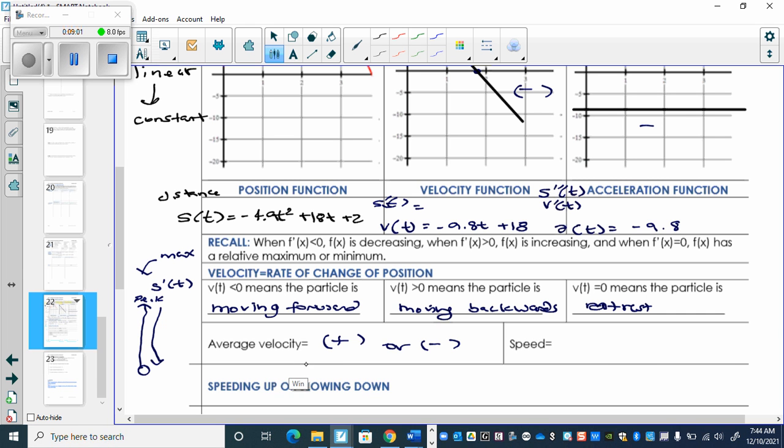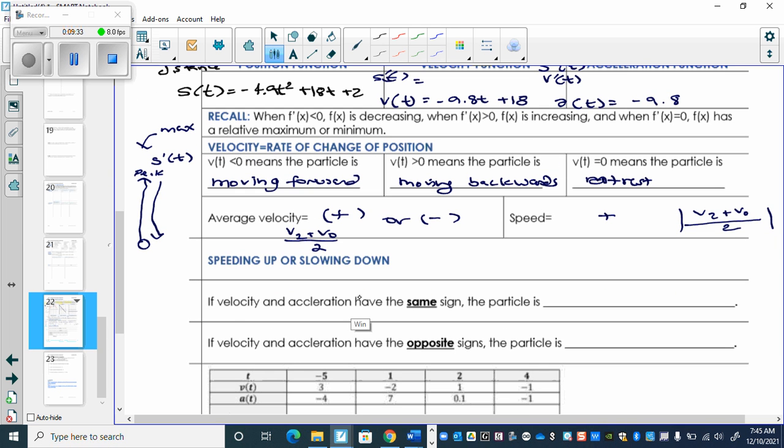You could look at it as v sub 1, it's the average, so you just divide it by 2. The speed is always positive because it's the absolute value of the average velocity. So how about speeding up or slowing down? What's happening if the velocity and acceleration have the same sign? The particle is speeding up.